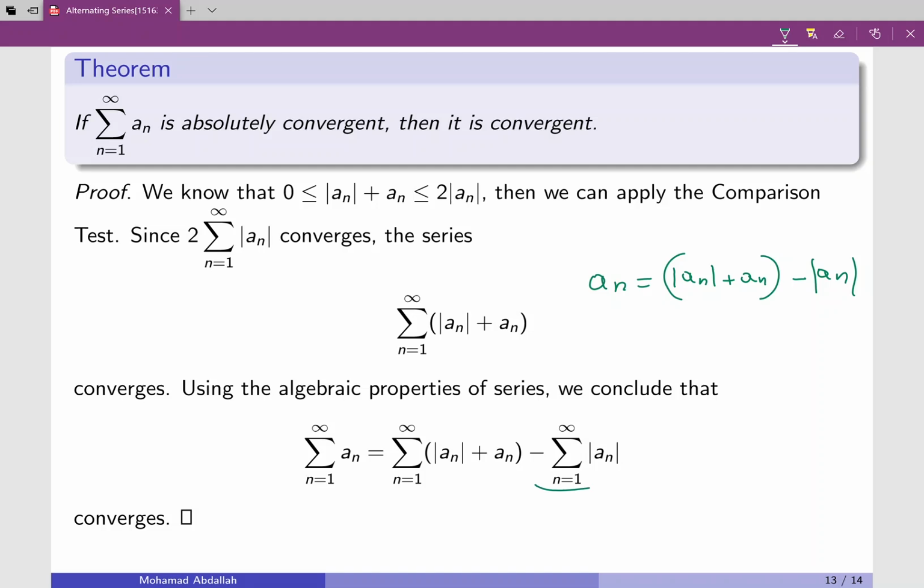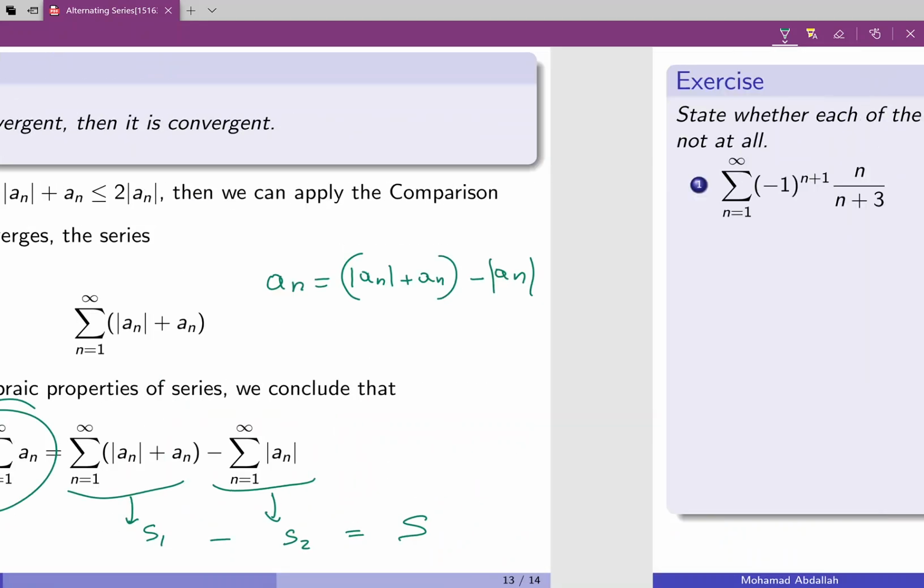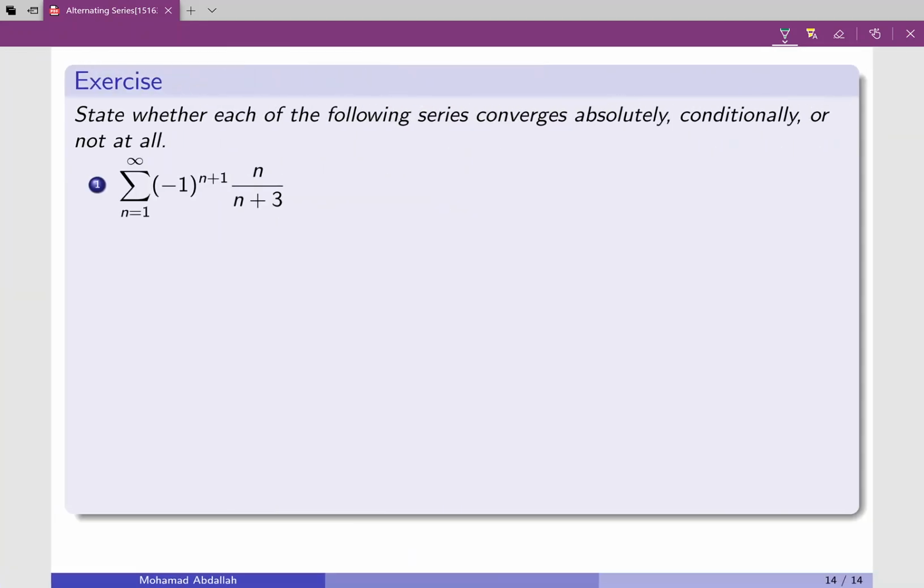I know that this is convergent. I know that this is convergent. So this is going to be equal to some number s1. This is going to be equal to some number s2. You take s1 minus s2, you get s, some number. A finite number minus a finite number is equal to a finite number, meaning that this is convergent. So now, if you have a series and you show that it's absolutely convergent, then automatically it's going to be convergent. Okay.